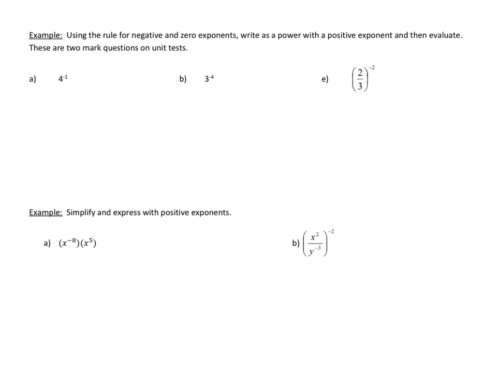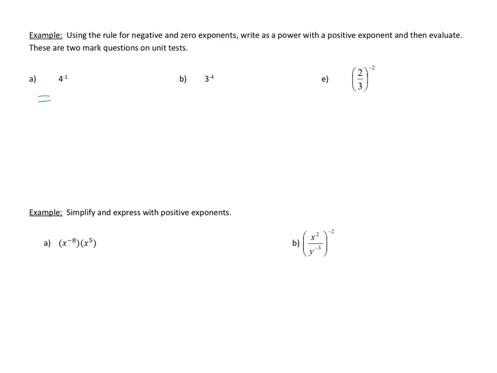Okay, so let's look at a few questions and how we're going to work with this idea. And again, we're going to practice a lot in class. So pay attention to the wording of this question. It says, use the rule for negative and zero exponents, write as a power with a positive exponent, and then evaluate. Note these are 2-mark questions, so you will always need to have the in-between step where you write as a power with a positive exponent.